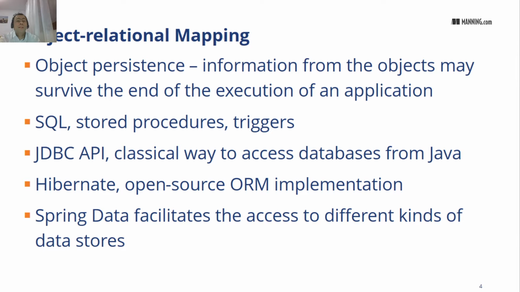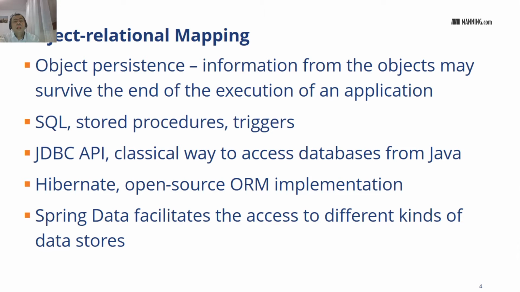To remind you what object-relational mapping is, we talk about object persistence. If we have an application and we execute it, there are many situations when we would like the information from the objects in memory to survive the end of the execution of that application. And this is object persistence. We would like to save the information from these objects, most likely to a database. And we have a few possibilities to do this.